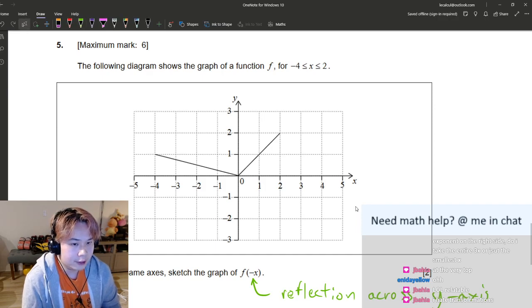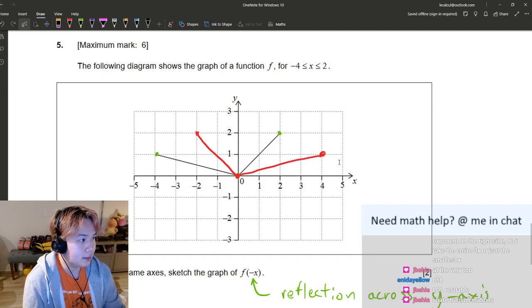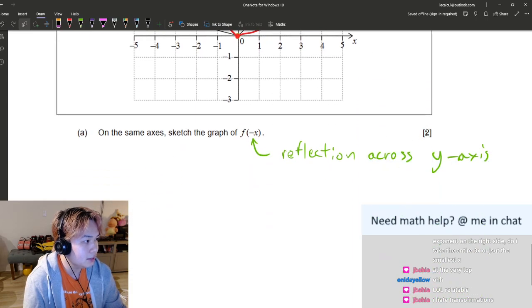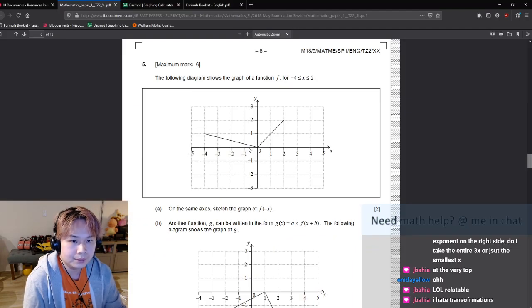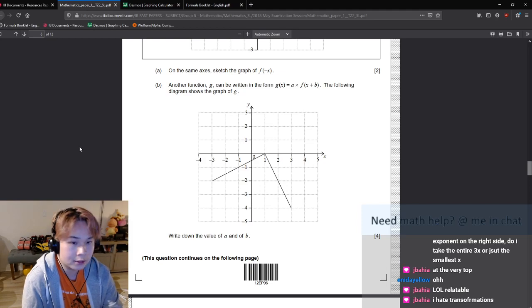So let's take a few key points, which are these three. And then they will be reflected across the y-axis. So this one goes all the way over here. This one is going to get reflected over there. And the one that's on the y-axis will stay where it is, and then you connect your dots again. Easy peasy. See? 2 marks only. Shouldn't take you too much time. However, there is a part 2.